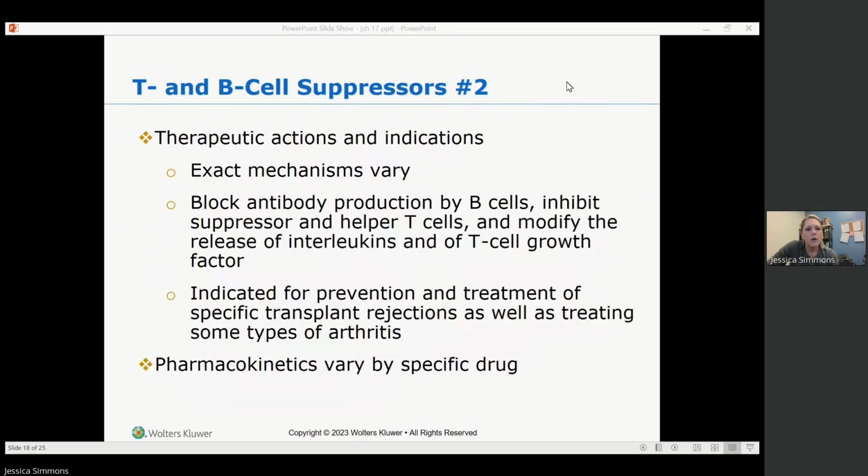Let's see. Therapeutic actions and indications. They block antibody production by the B cells, inhibit suppressor and helper T cells, and modify the release of the interleukins. It's indicated for prevention and treatment of specific transplant rejection, as well as treating some types of arthritis.